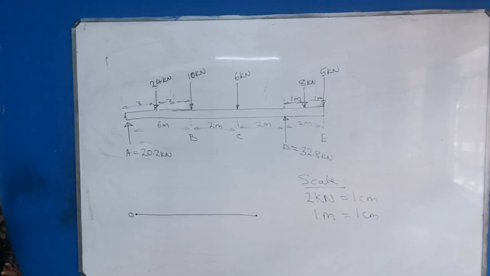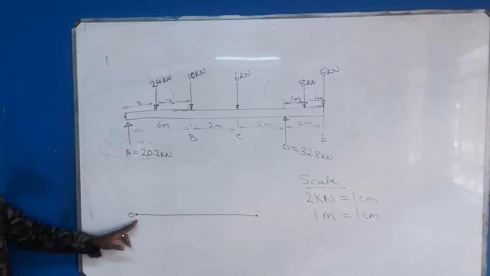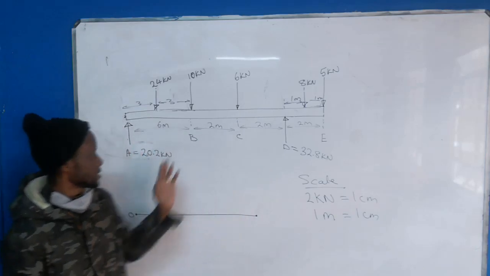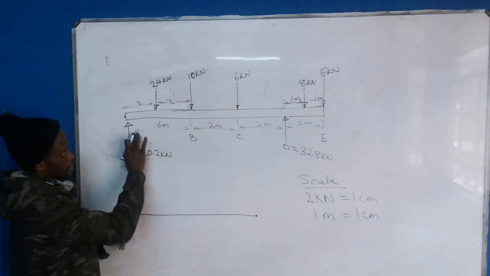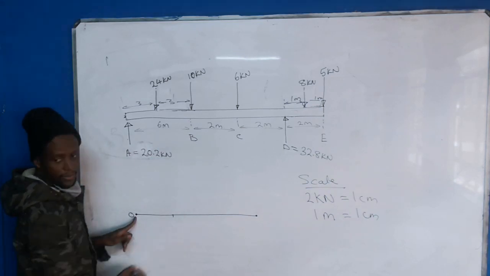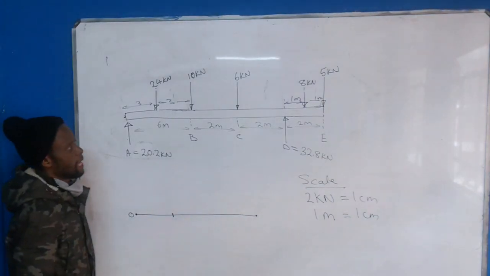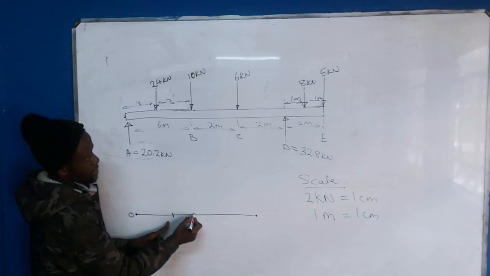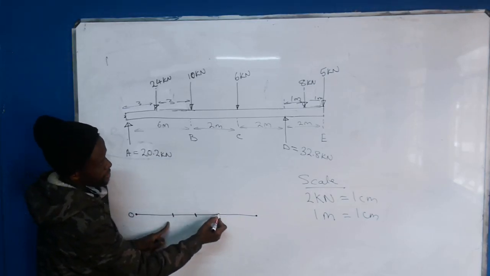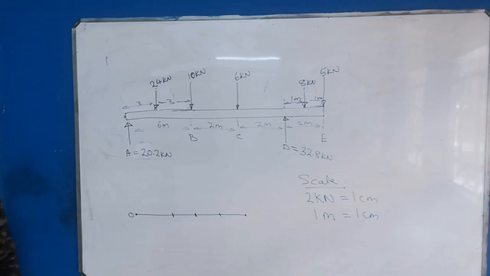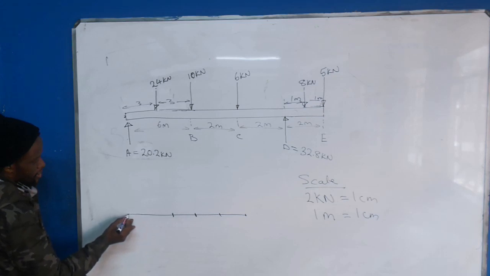Then, before you do anything, please divide this line into those points A, B, C, D. E and A are at the end, but what I need is B, so 6 centimeters somewhere B, just mark. You don't need to name it B, if you want you can. Then from B to C it's 2 meters, from C to D it's another 2 meters, somewhere there. Just mark those points. Like I said, this is our zero line. Oh my, my camera can catch these lines.